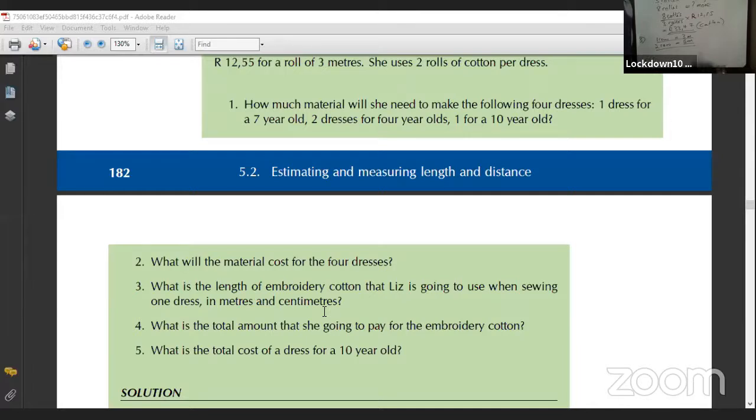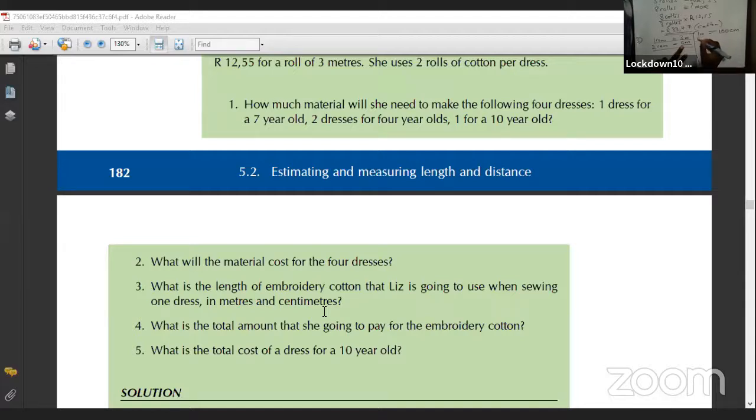We can use simple proportion if you have forgotten how to convert it. How am I going to use simple proportion? Let me show you. Simple proportion is just a matter of using information that you already have. You know that in 1 meter, you have how many centimeters? In 1 meter, we have 100 centimeters.